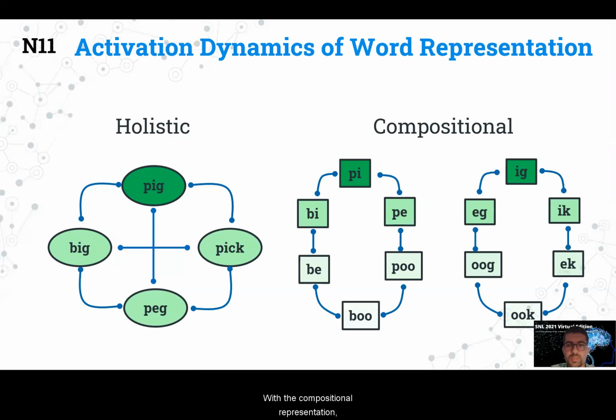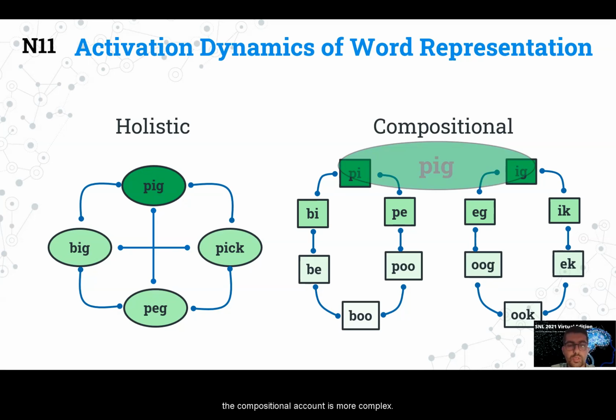With the compositional representation, there will be a range of activations based on continuous variation, which results in a far more complex environment. But at the end, the one with the strongest activation wins. Although both accounts get there and show some overlapping activation, the compositional account is more complex.